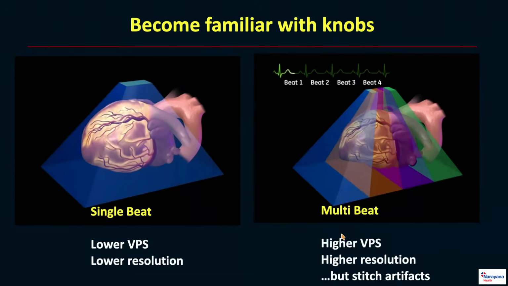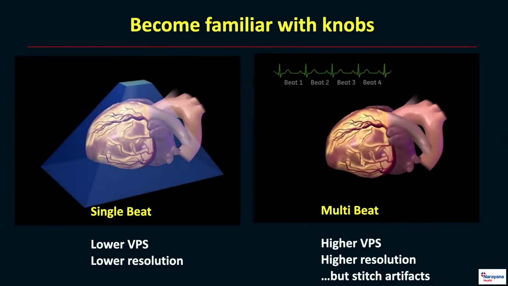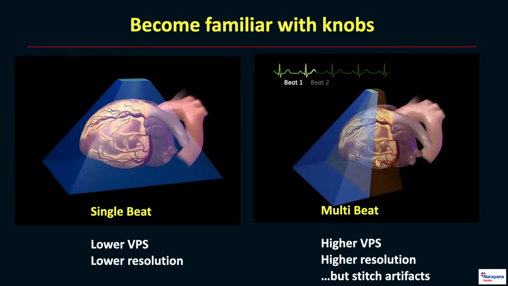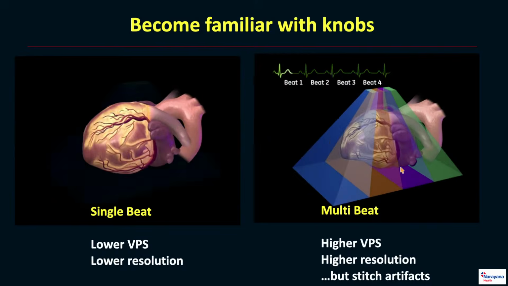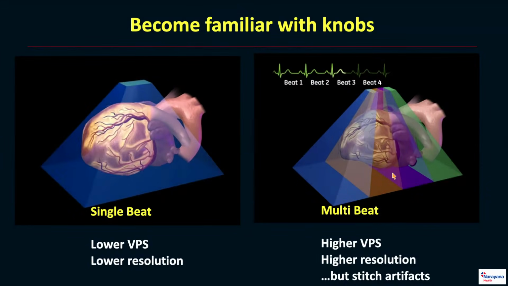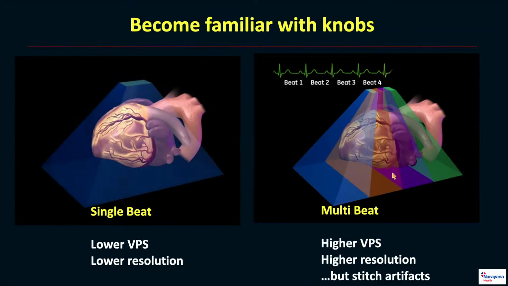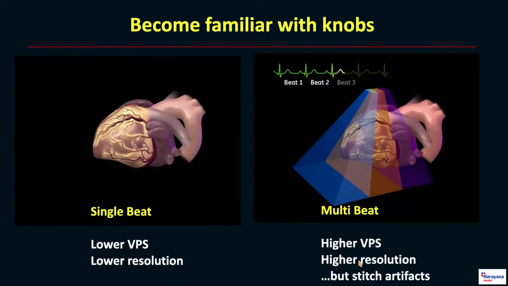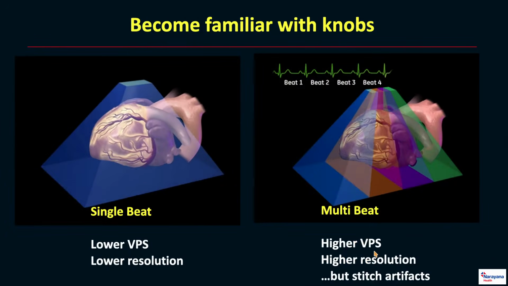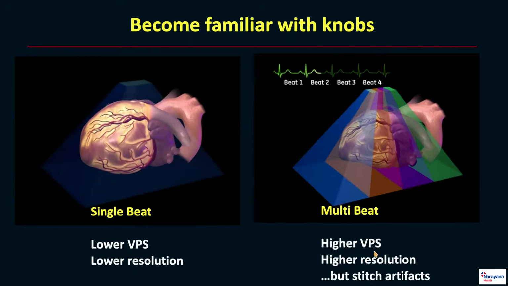But when you use a multi-beat, it takes repeated small sections. You can see that there are 4 sections which are taken at the same time, and they are all joined together, and that image is provided to you. So this is called multi-beat. You get good resolution, and you get a better frame rate, or volume rate.